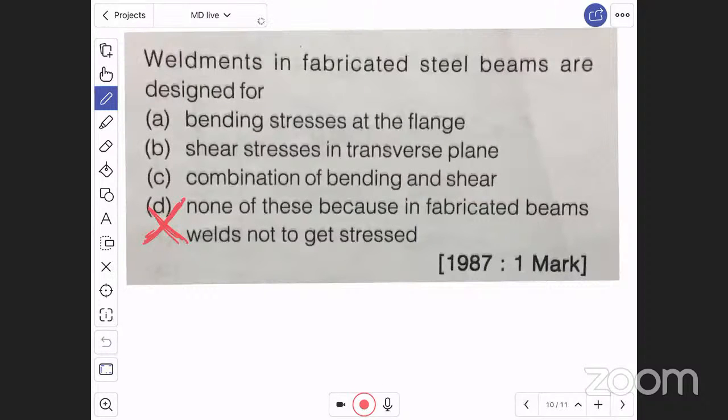Therefore, the answer for this question: weldments in fabricated steel beams are designed for shear, combination of bending and shear. Right. Option C is 100% correct. There may be a shear stress also, there may be a bending stress also. Therefore, they are designed for a combination of bending and shear. So for this question, option C is correct. Okay, note down this.